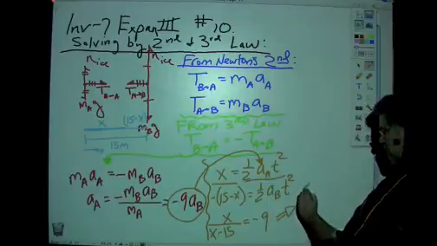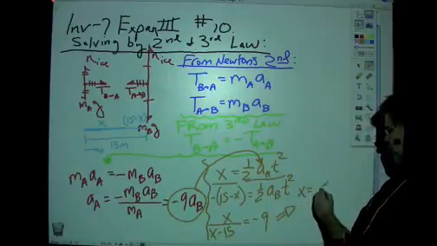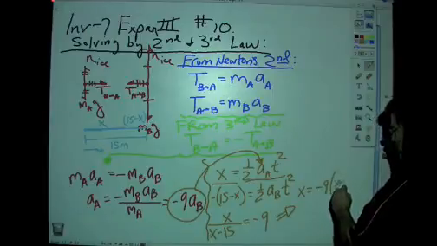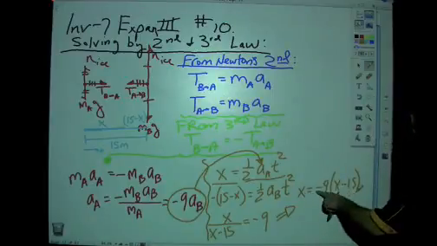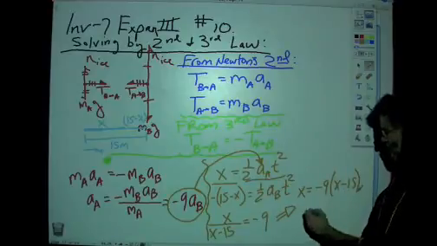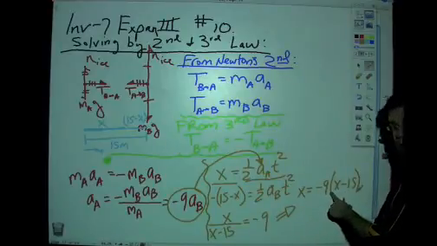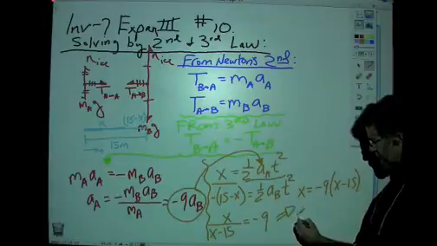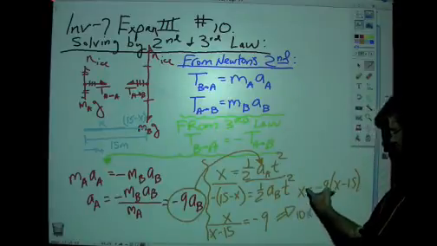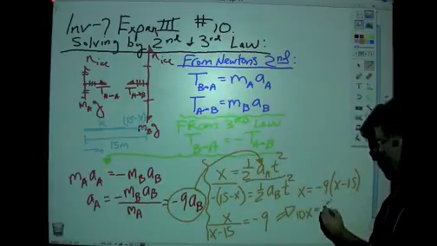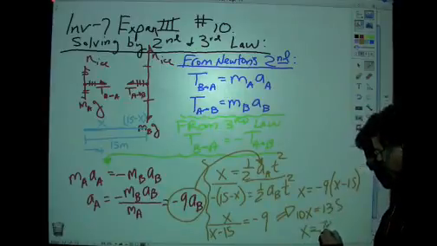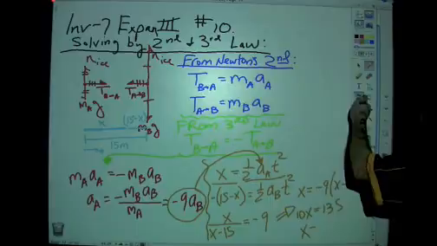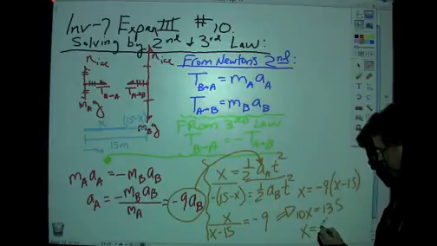So this is x then equals negative 9 times (x minus 15). So therefore, I distribute the -9, I got x equals -9x, right? I'm going to bring that over here. That gives me 10x equals, and then 9 times 15 is 135. Therefore, x equals 13. x equals 13.5 meters.